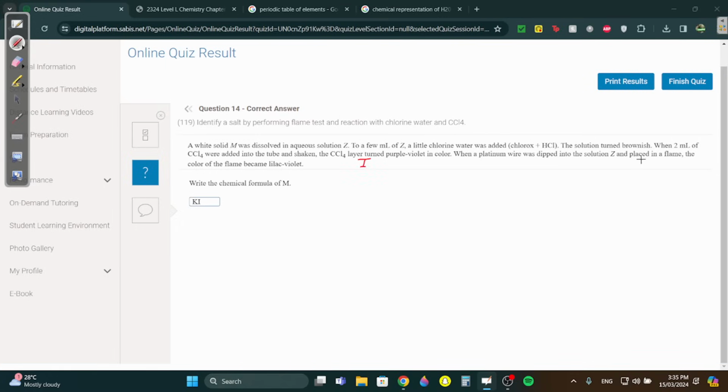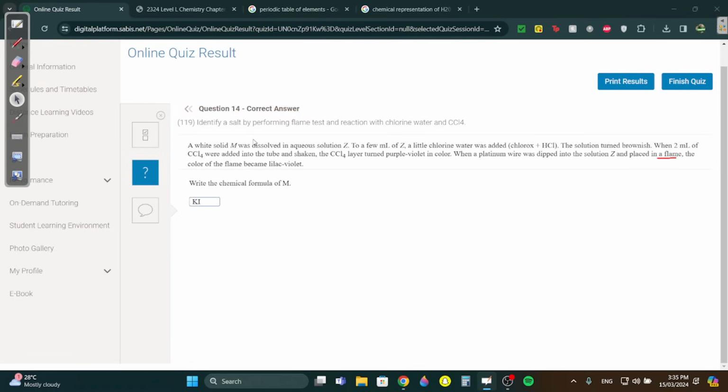When a platinum wire is placed in a flame, the color of the flame became lilac violet. What did we say that was? K. Potassium is lilac violet. What is the chemical formula? It's KI, potassium iodide. Why isn't it IK? You're not allowed to put the non-metal before the metal. It has to be metal, non-metal.